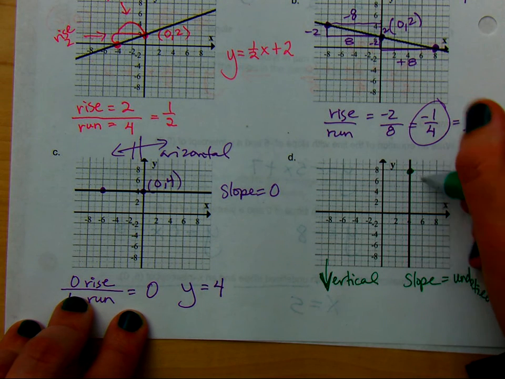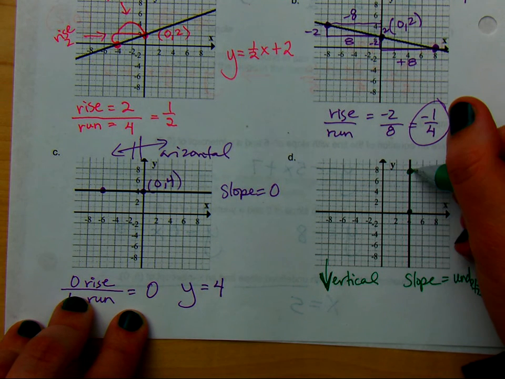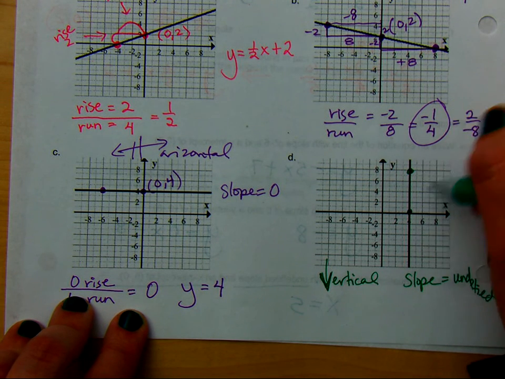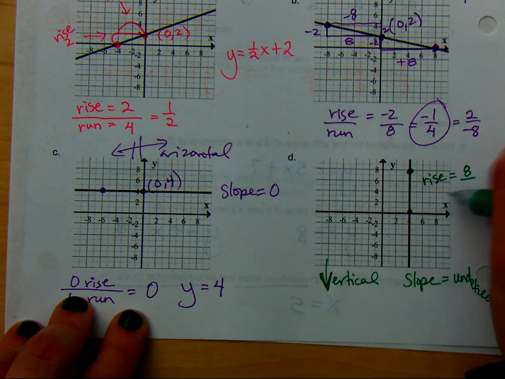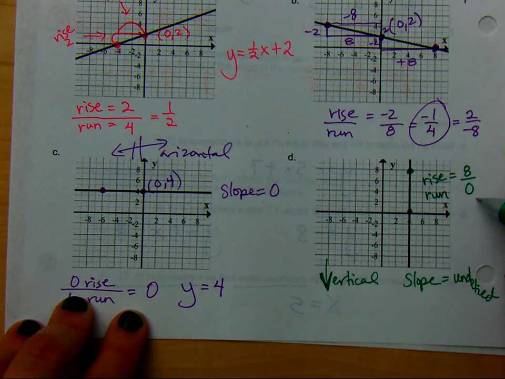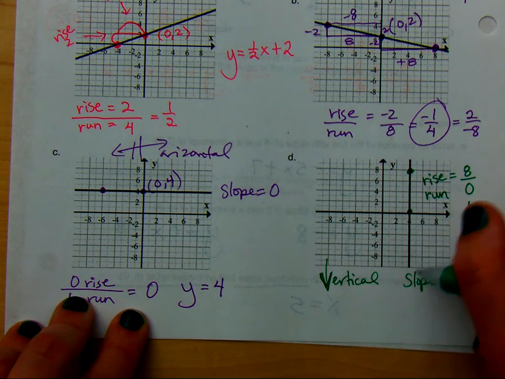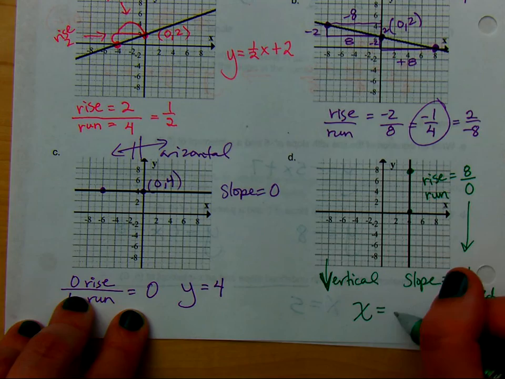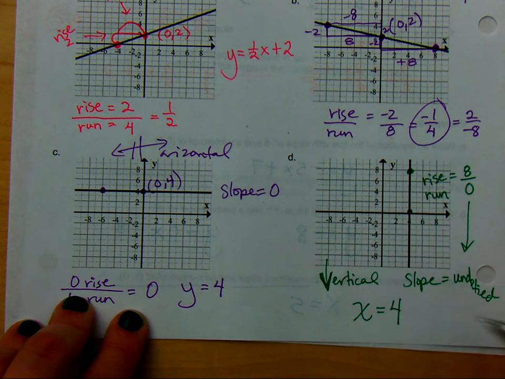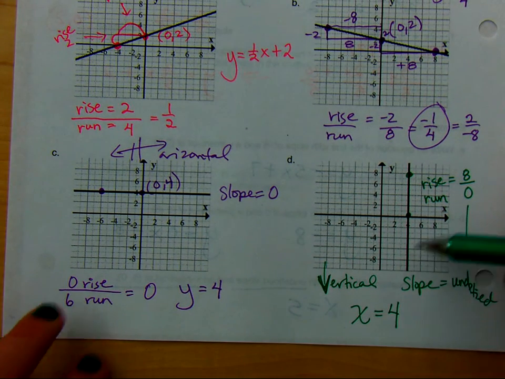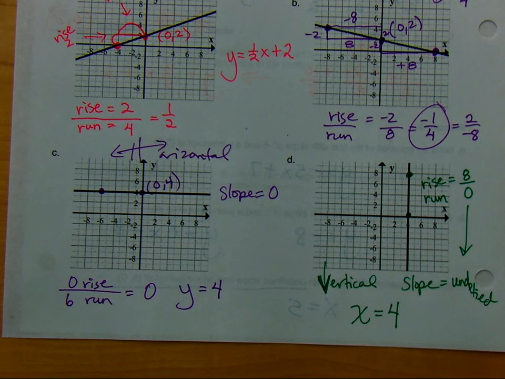Okay, if you wanted to prove it, you could take 2 points and you could say, well, from here to here, I have a rise, which is equal to 8. What was my run? I had 0 run. Anytime you divide by 0, you have undefined. Can anyone tell me what the equation of this line would be? X equals 4. Brilliant. X equals a number is always going to be the equation of a vertical line. Okay, let's have you try those.